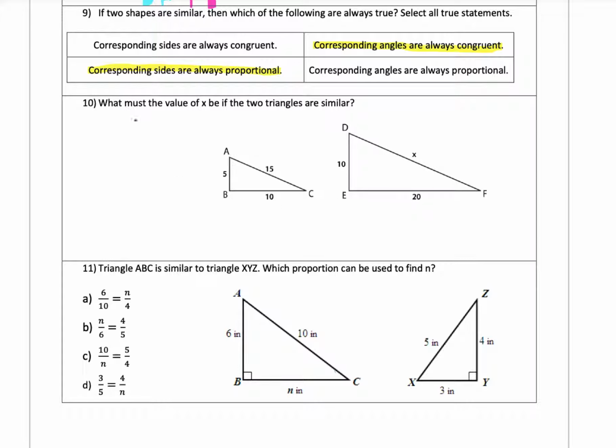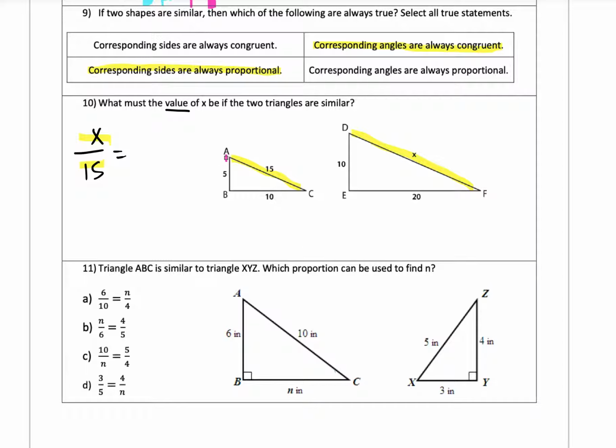In the next problem, it says, what must the value of x be if the two triangles are similar? If you see value, you need to solve for a number. So we're looking for x. We need to set up a proportion. So x is this side of this triangle, and it corresponds to AC. So we could put x over 15, and then we can set that equal to another set of corresponding sides.